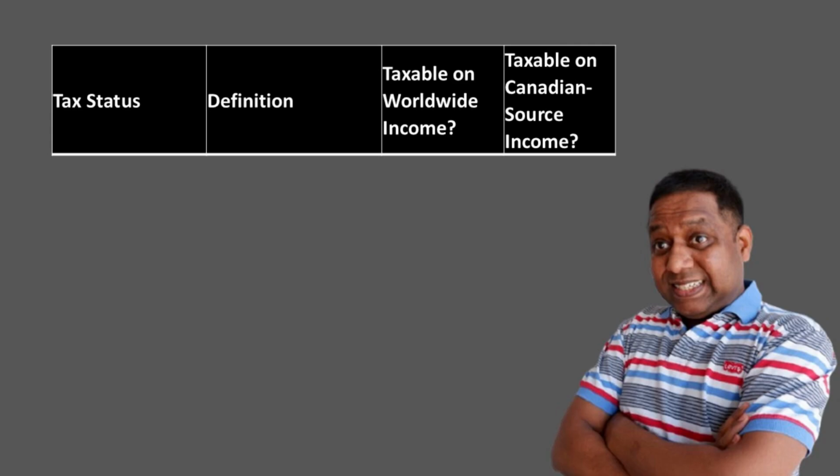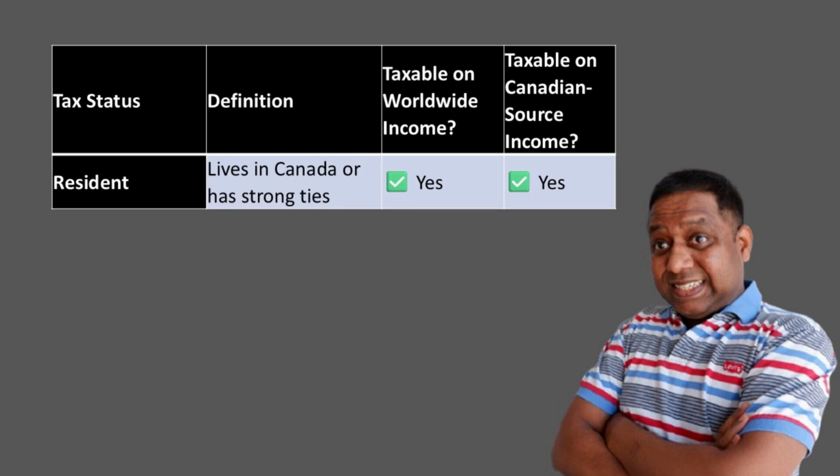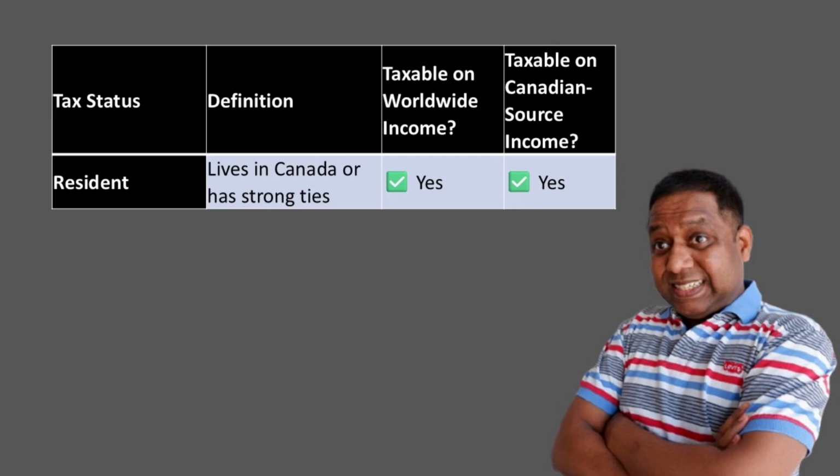First, let's understand Canadian tax residency. As you see in this table, a resident by definition is someone who lives in Canada or has strong ties. What does it mean? You have a house, spouse, dependents, etc. You have stayed in Canada for 183 days or more in a year. In this case, you report worldwide income and pay Canadian taxes on all your earnings.